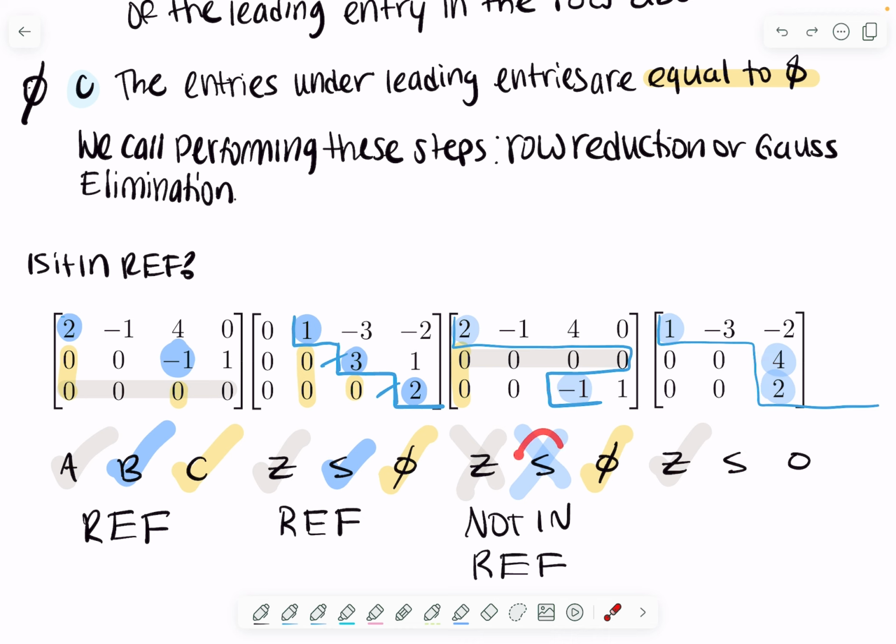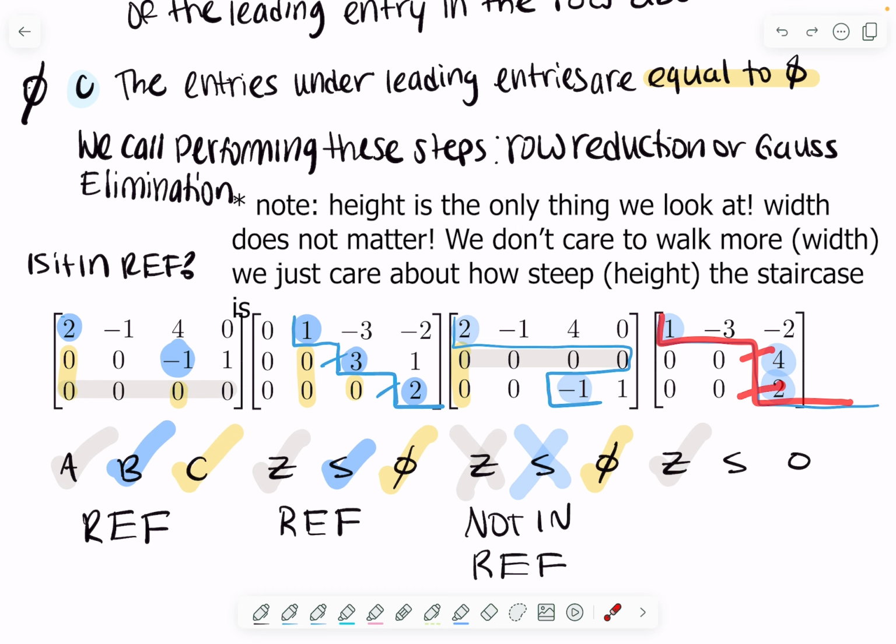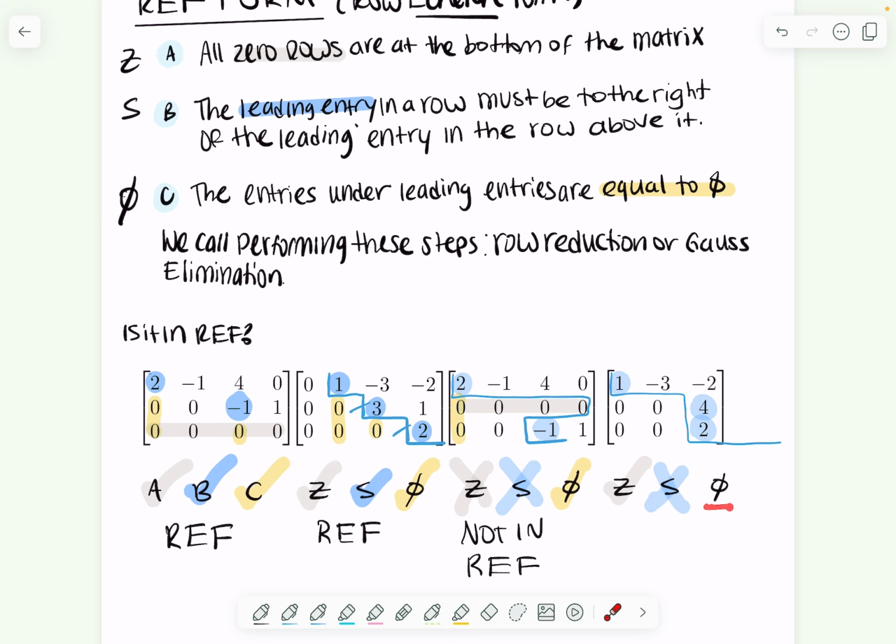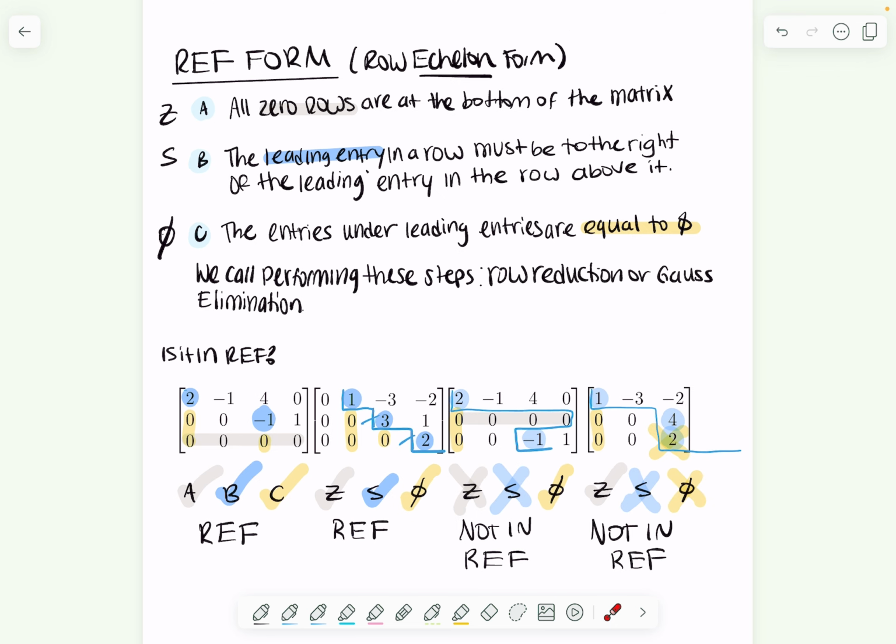So this one did not pass a staircase because it literally did not look like a staircase at all. And this one did not pass a staircase because we have a height of 2 instead of 1 for each leading entry. Let's see if it passes this one. Again, this is just asking, are all of the entries under the leading entries 0? Well, let's check. This is a leading entry. Are all of the entries under it 0? Yes. This is a leading entry. Are all of the entries under it 0? No. So it does not pass this one. So this matrix here is not in row echelon form.